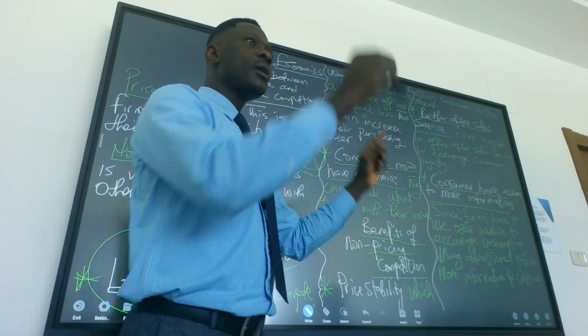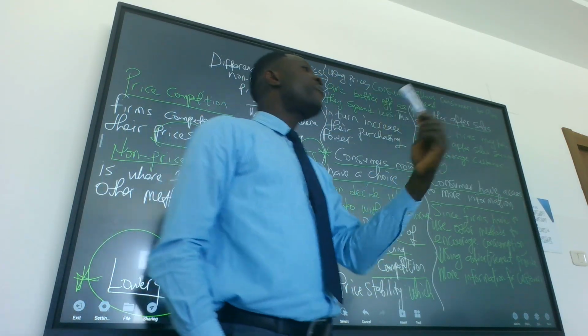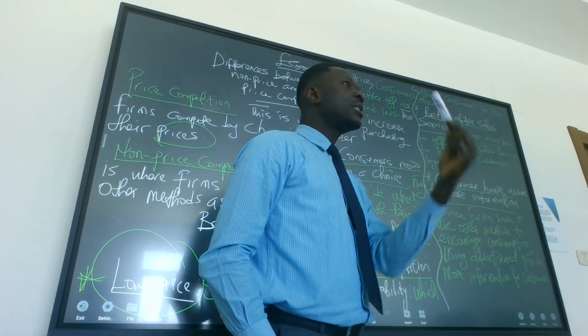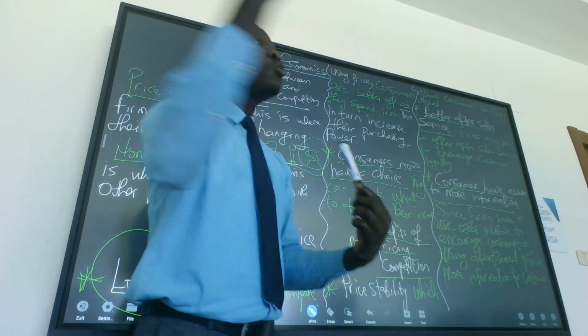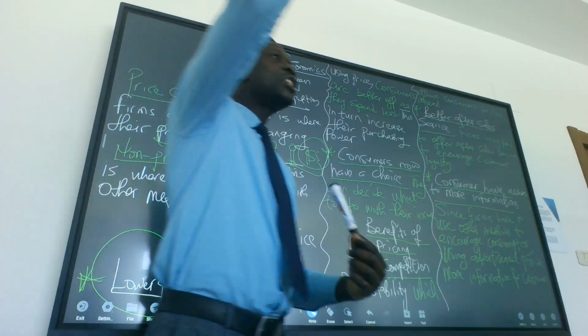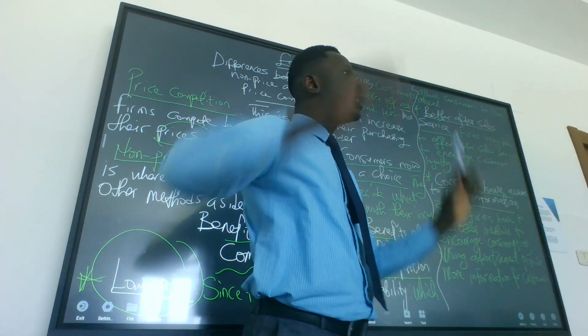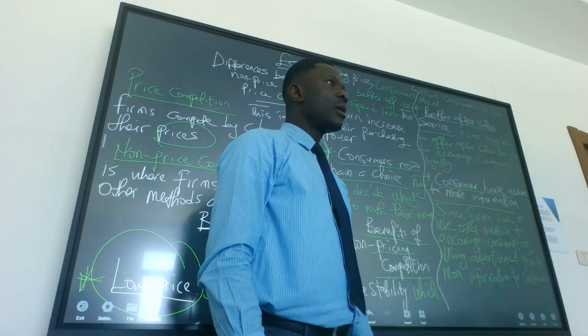If firms charge lower prices, it simply means instead of paying 7, you now pay 5. You have an additional 2 with you, yes or no? Yes. The additional 2 you can decide whatever you want to use it for. Does it make sense now or not?